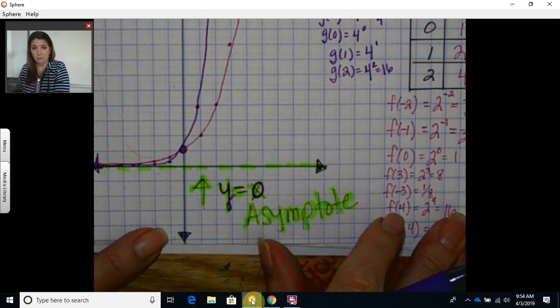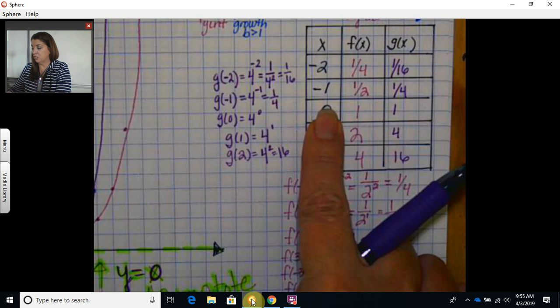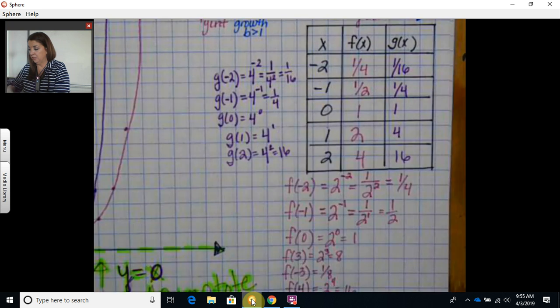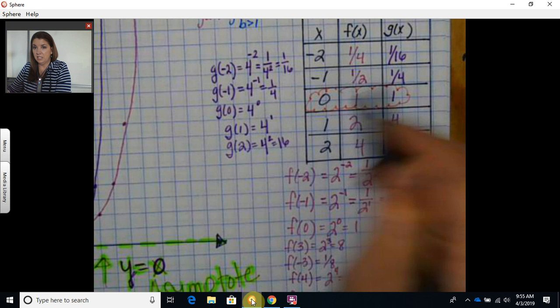0, comma, 1. That's the ordered pair they have in common, right? 0, comma 1 is the solution. We can tell that by looking at the graph. I'm sorry, the table. The table, that's the only ordered pair they have in common.